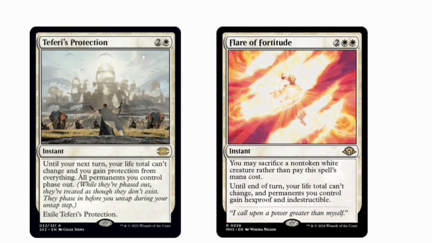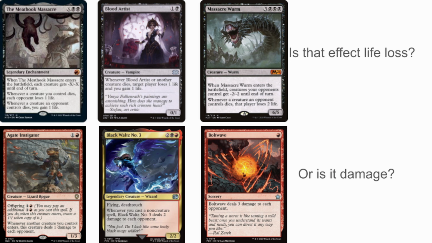This is why Teferi's protection-style effects are considered the gold standard in gotcha spells that can protect against both damage and life loss effects. So the next time you're in a game and an effect is chipping away at your life total, it's worth understanding whether it's being caused by damage or life loss. Understanding the difference between the two will help you make better decisions and become a more strategic player, and you might even win more games.